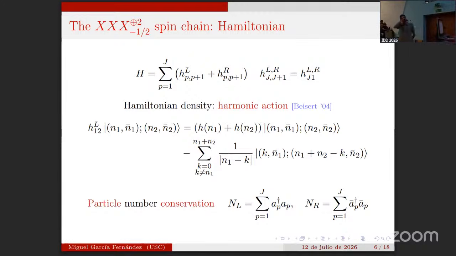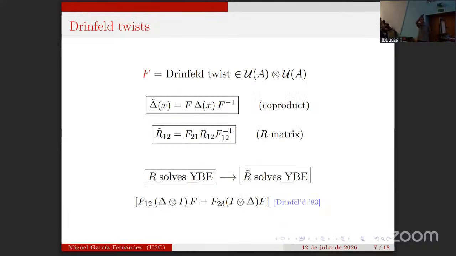Now, it happens that this model is integrable. So it's of rational type, based on Yangian symmetry. So a possible way to deform this spin chain is by looking at deformations of the R-matrix in such a way that these deformations preserve the Yang-Baxter equation. And this is preserved by what Drinfeld twists do.